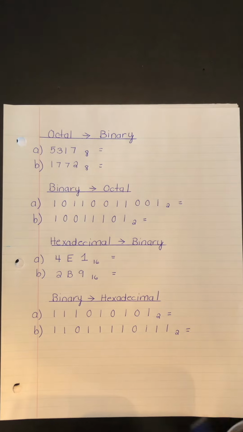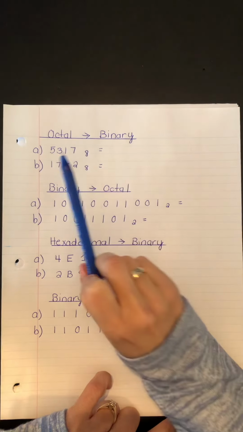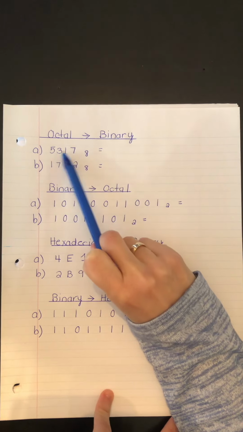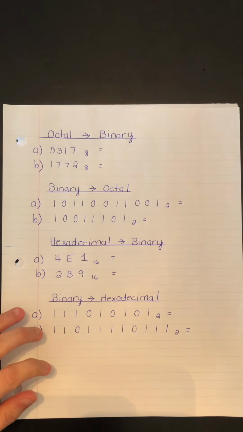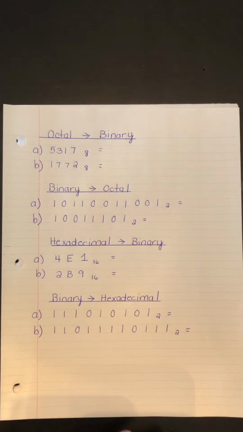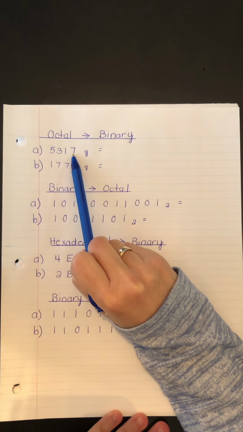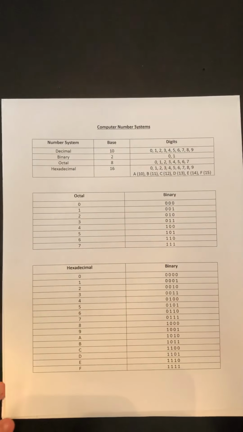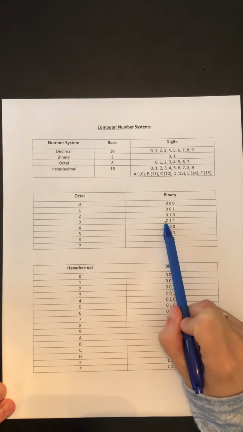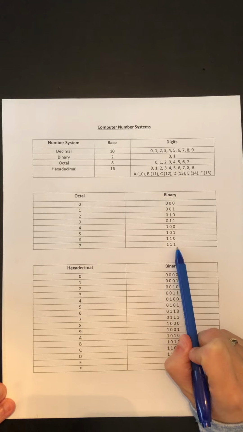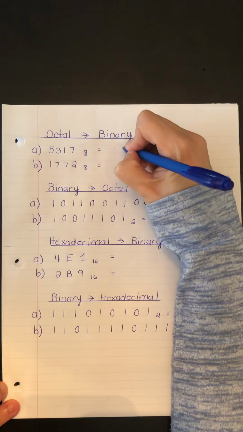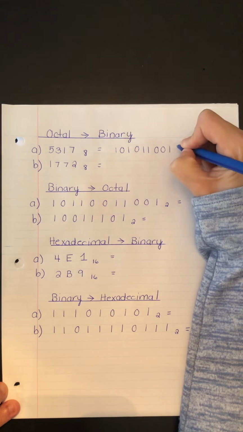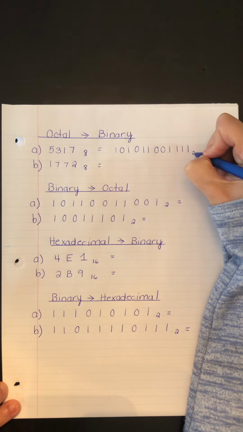Okay, so let's get started. These are the conversions I'm going to do with you. So the first ones are octal to binary, and we start with this: 5317 in octal. If we're converting to binary, this simply requires that we use the correct chart. So we're going to be using the top chart. And all we're going to do is replace each one of these digits with the three digits that correspond in the chart. So 5, 3, 1, 7. First the 5, then the 3, then the 1, and then the 7. And we're done. So we can put a subscript of 2 there at the end.